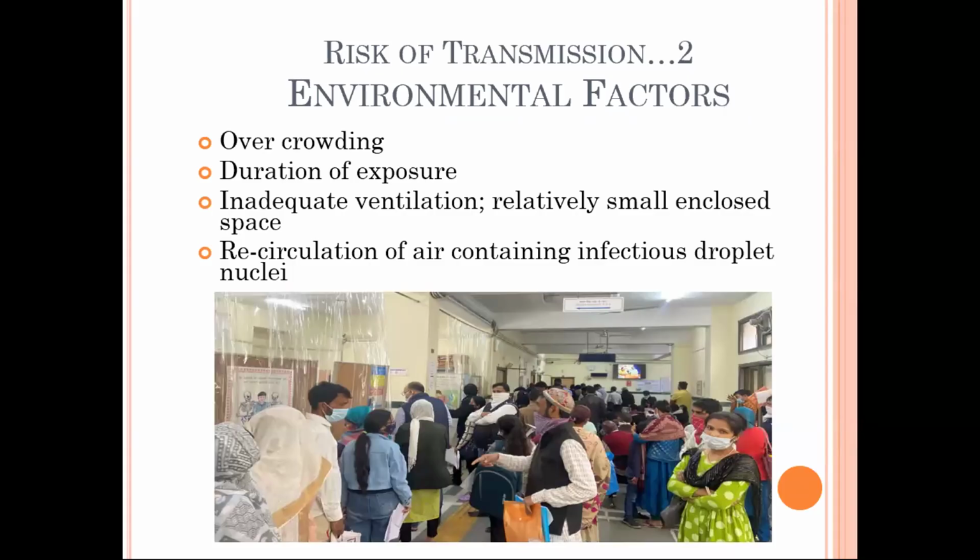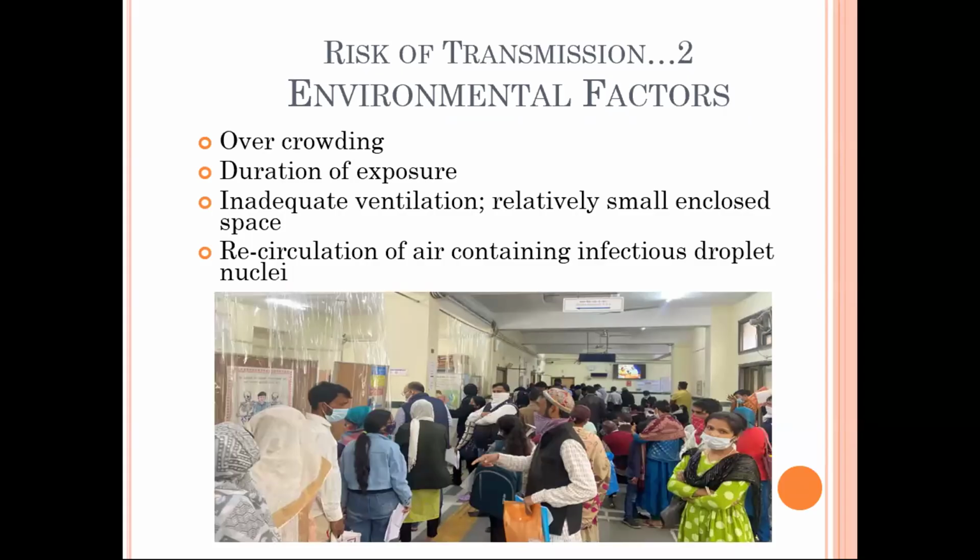Here the duration of exposure means that's why the healthcare people are important, because they spend a lot of time with the TB patients. Then inadequate ventilation, and then the recirculation of air containing the infectious droplet nuclei.